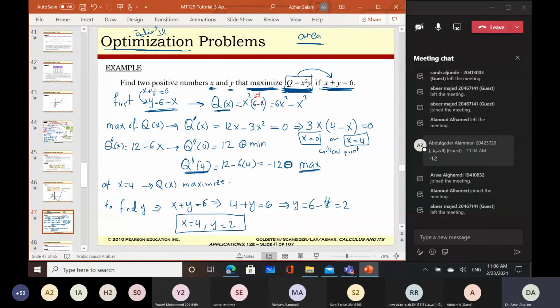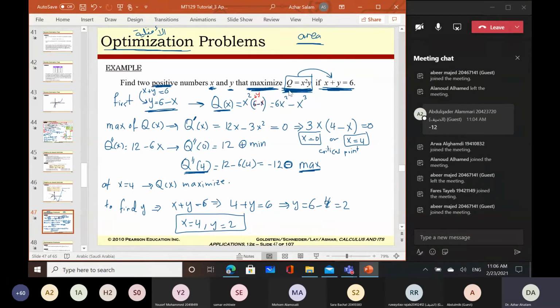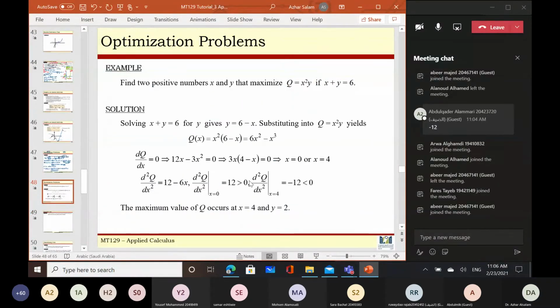These values are positive numbers. Notice that they have to be positive, since the question asks to find two positive numbers that maximize Q, where Q equals x squared multiplied by y. If x was 4 and y was 2, this gives me the maximum value for Q. Okay, this is the solution, the same answer.